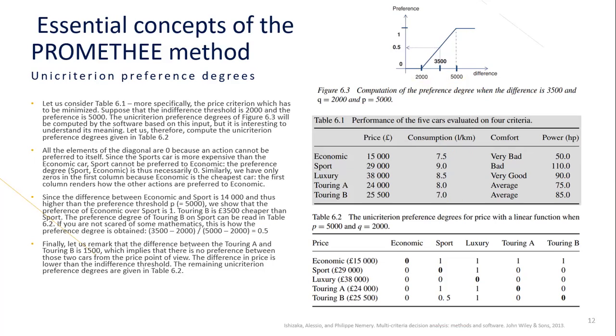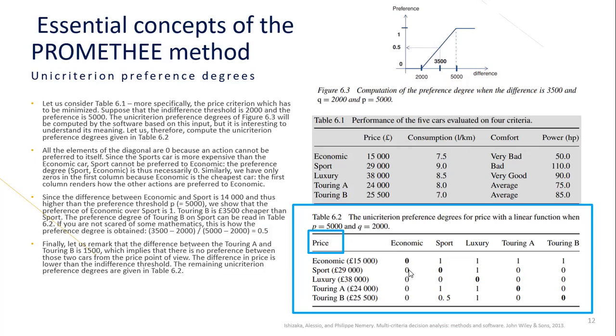Okay, now the first step is complete. You will have this unicriterion preference degree, consisting of a number from 0 to 1, showing you the preference from one alternative to another alternative in terms of one criterion. Okay. Next step.